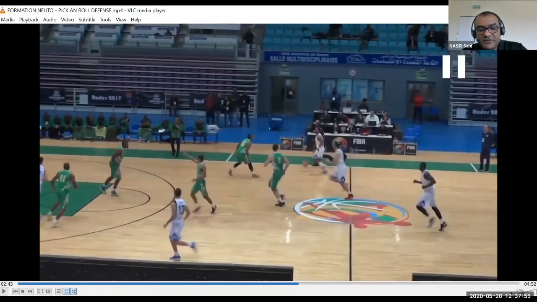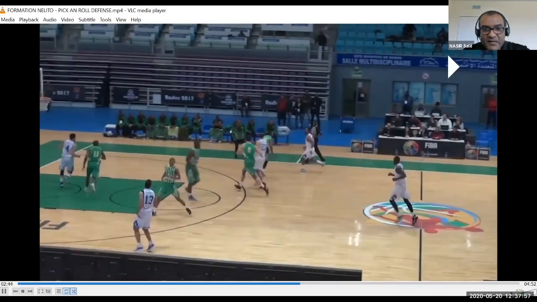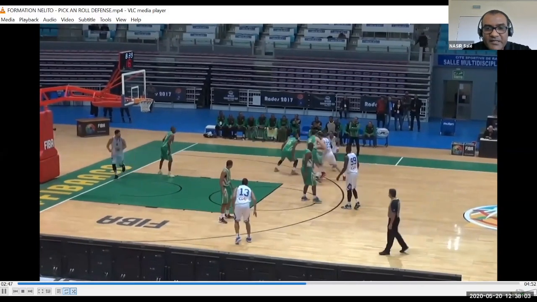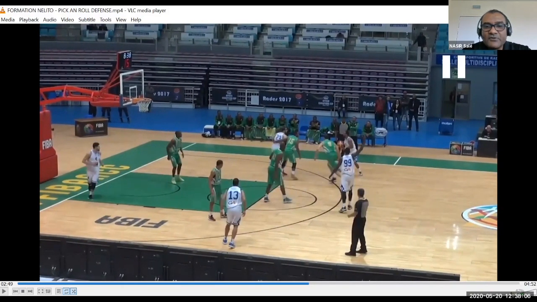Now the team is in transition offense. We start now. He comes to the screen again. In the side screen, he comes and we can use the under rotation again.